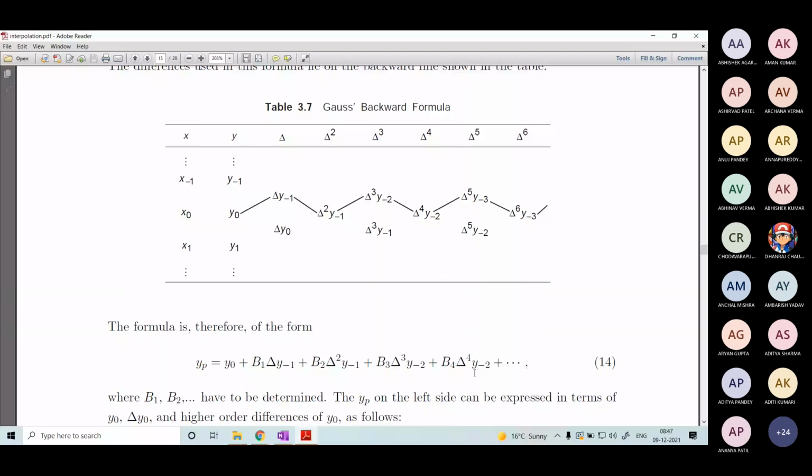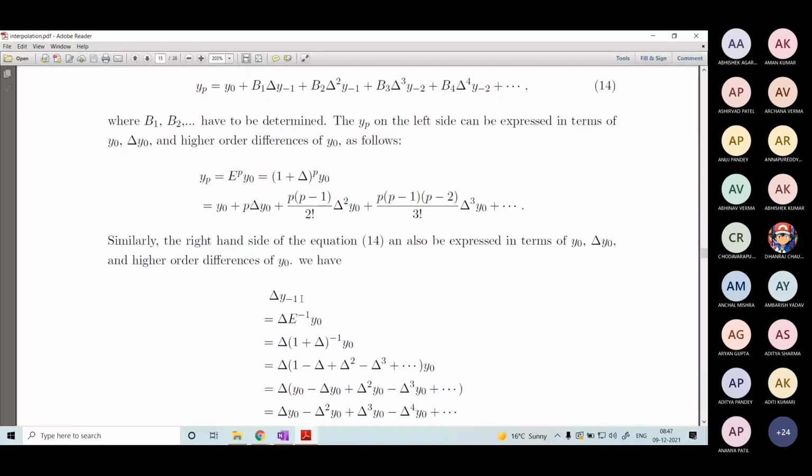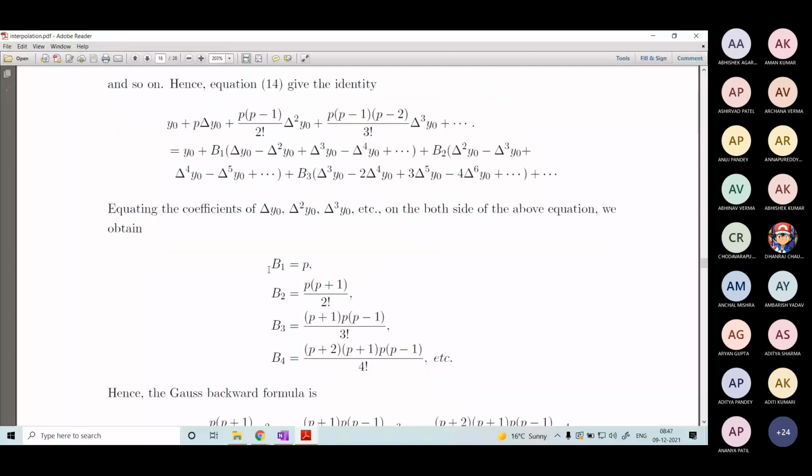Anyway, so this is the output value yp, which is the linear combination of the values along the backward line. Then again, you write down everything in terms of y0, both on the left hand side and on the right hand side, which I have done here. You go through the PDF, you will understand, and ultimately you will end up with the values here.